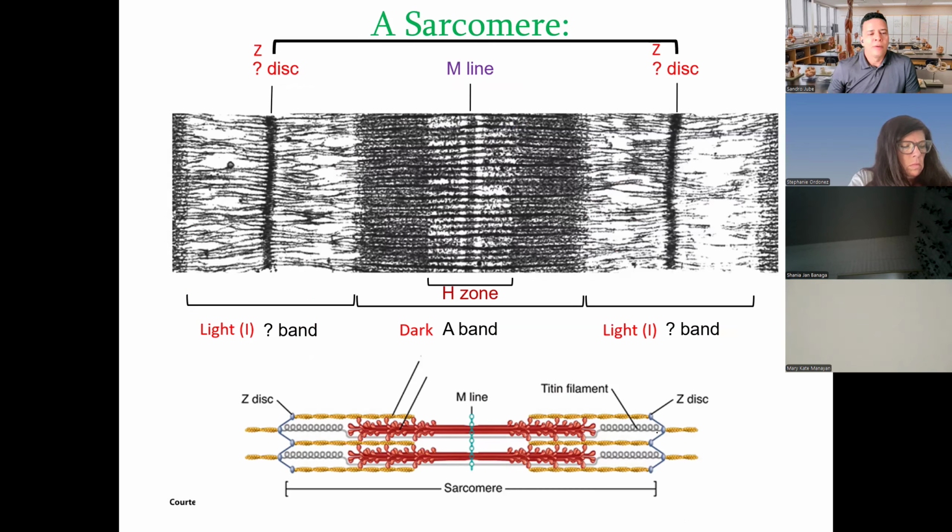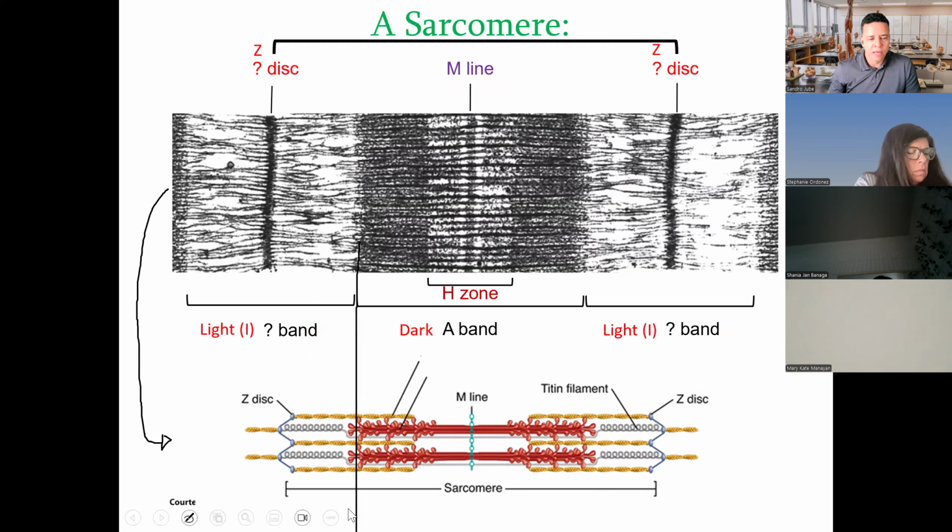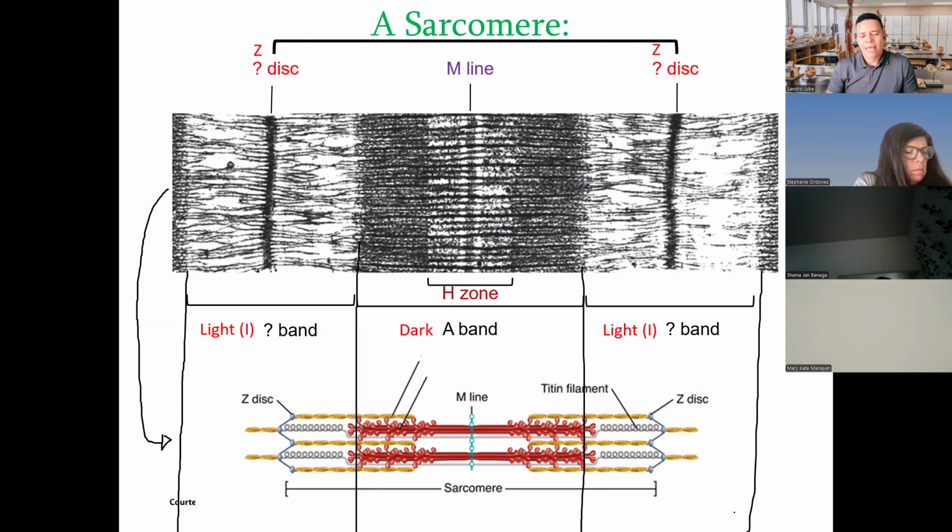What I want to do now, I want to take this microscopic picture of the sarcomere, and I want to draw it, make a little cartoon of it, right here at the bottom. And we can line them up here. So we have light band, we have dark band, and again, we have light band. We can see here in the cartoon, folks, that the light band and the dark band are made of different filaments.